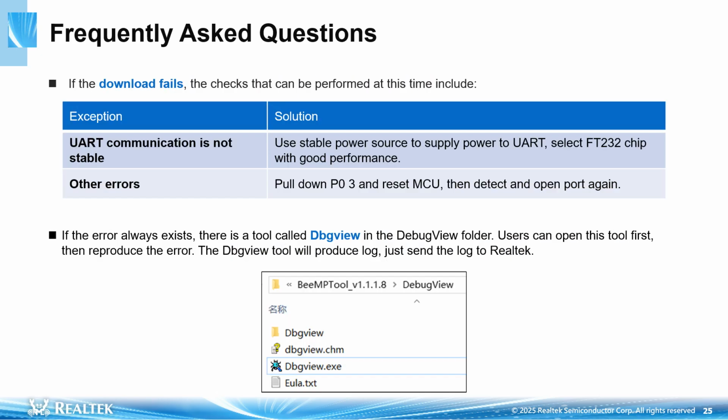If the download fails, users can supply power to the UART using a stable power source, or pull down P03 and reset MCU, then detect and open port again. If the error still exists, users can use Debug View to reproduce the error and capture the log. Then just send the log to Realtek.